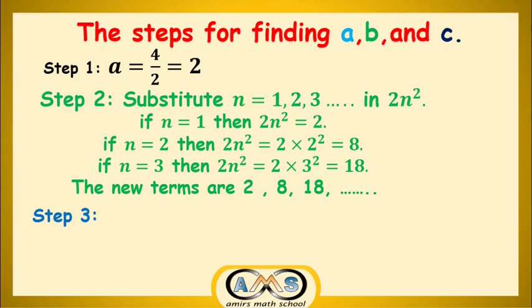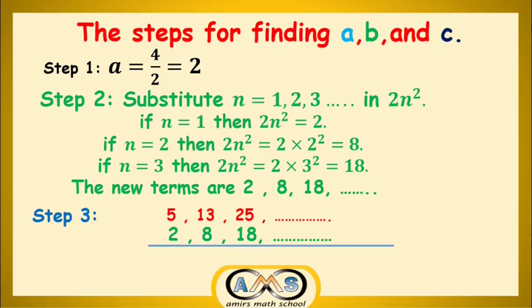Now let's go to step 3. 5, 13, 25. This is our original sequence, that is sequence B. Now write the new terms here, that is 2, 8, 18. That is the sequence we get when we substitute n equal to 1, 2, 3 in 2n squared. Now, according to the formula, we have to subtract this one. That is 5 minus 2, which gives 3, 13 minus 8, which gives 5, and 25 minus 18, which gives 7. So we get one new sequence, that is 3, 5, and 7.